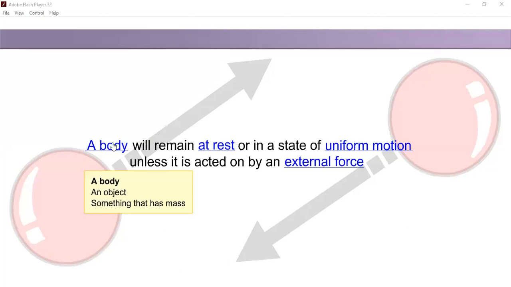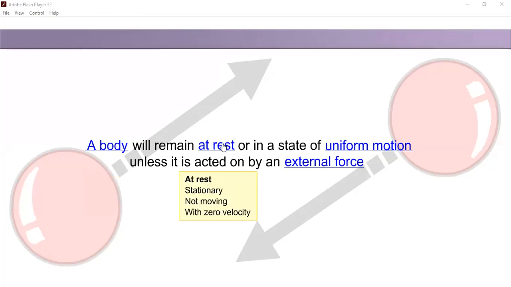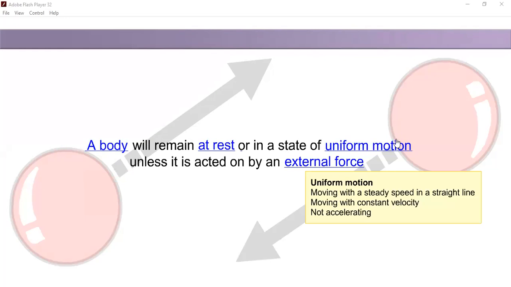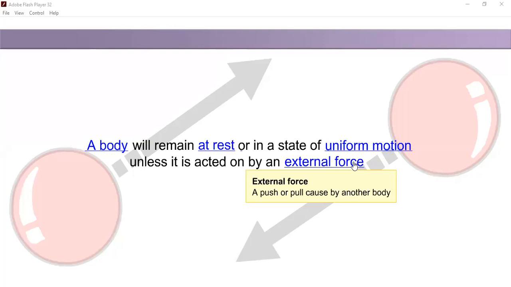What is meant by a body? A body means an object that has mass. At rest means stationary, not moving, or with zero velocity. Uniform motion means moving with a steady speed in a straight line, or moving with a constant velocity, or more simply, not accelerating, zero acceleration. External force means a push or pull caused by another body.